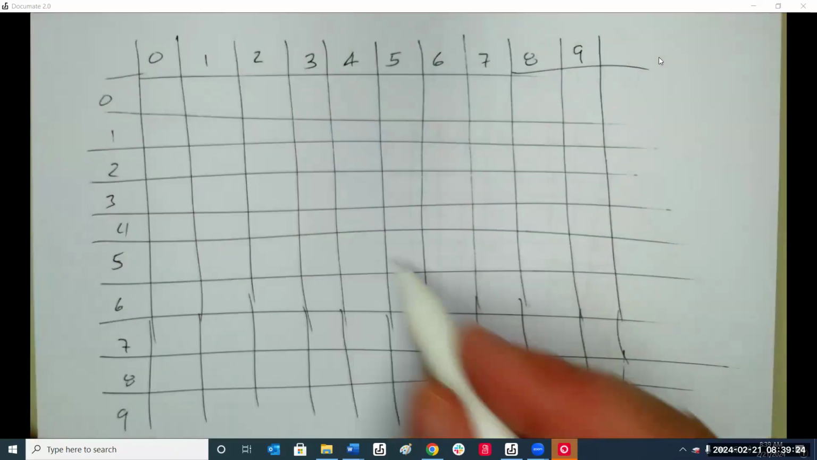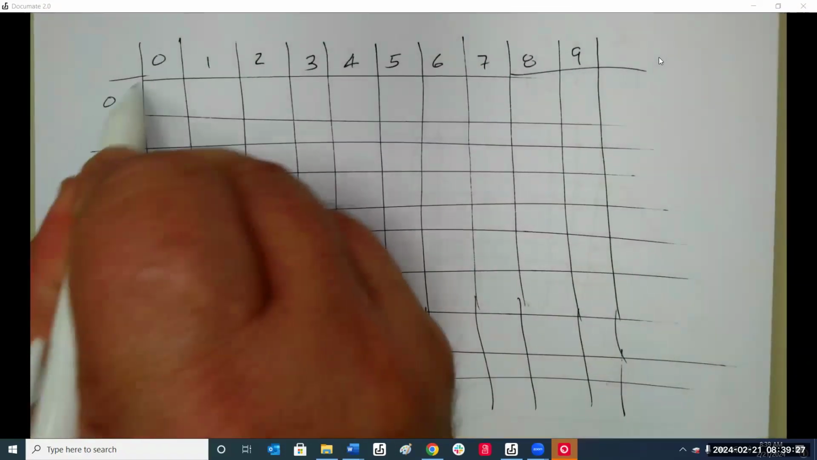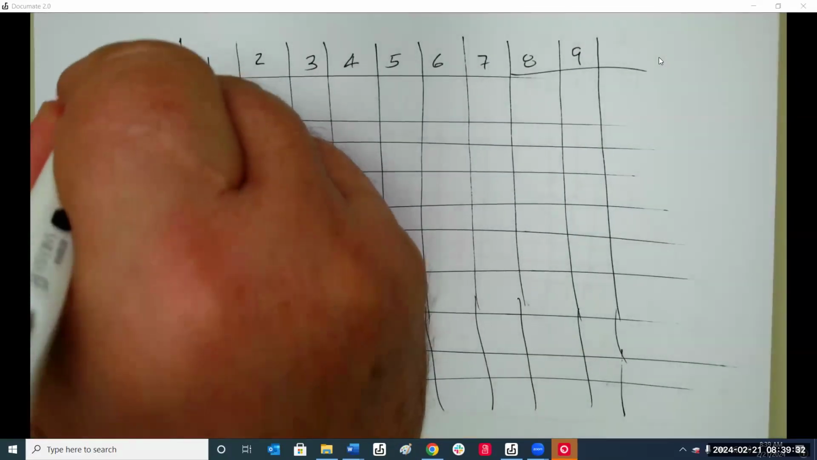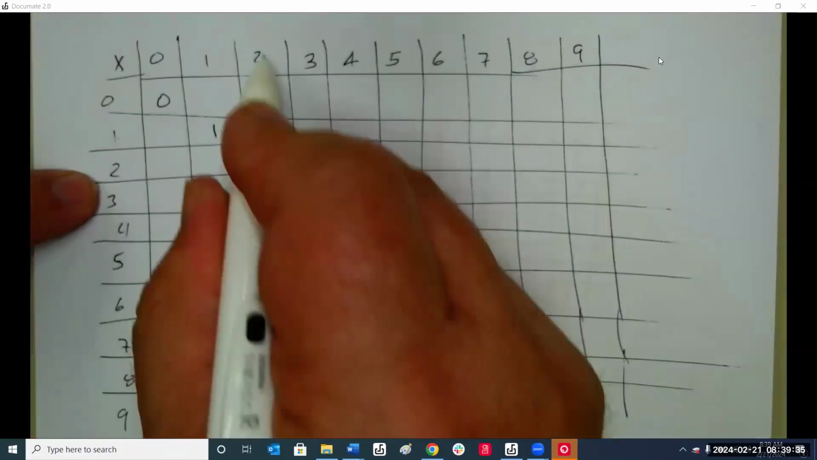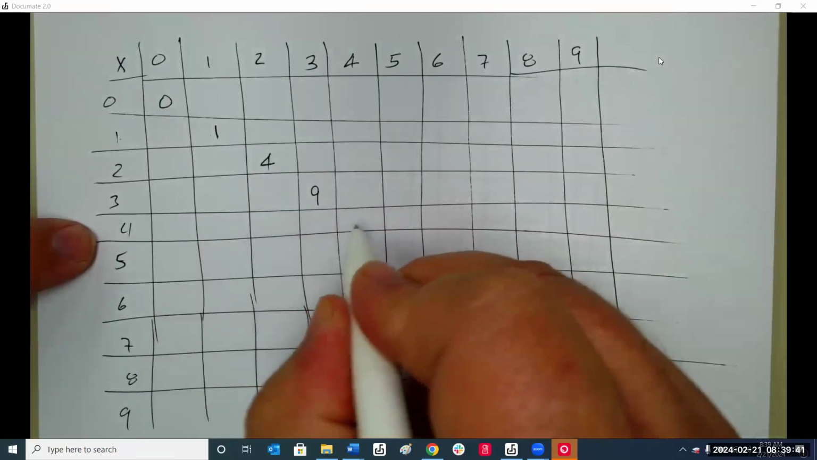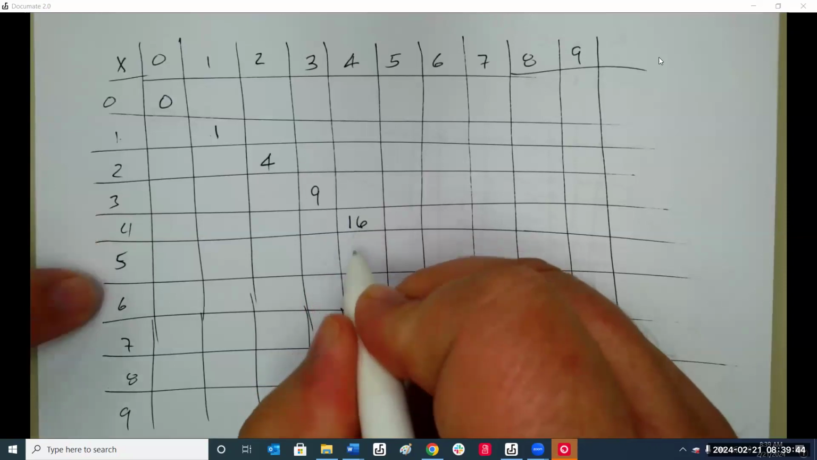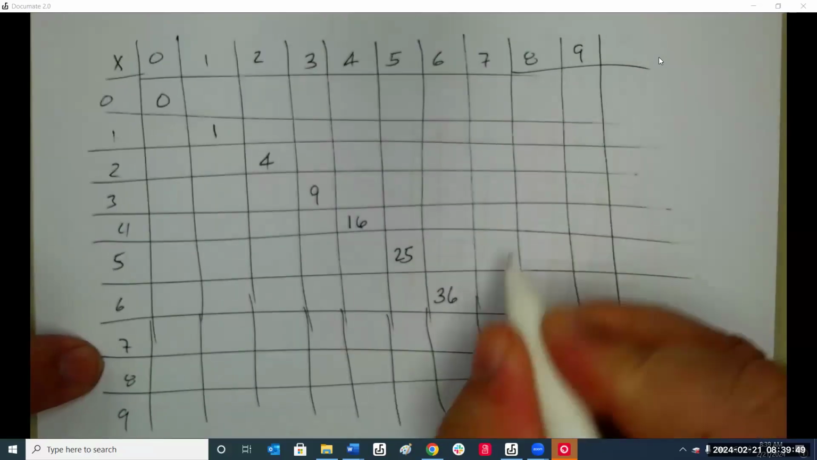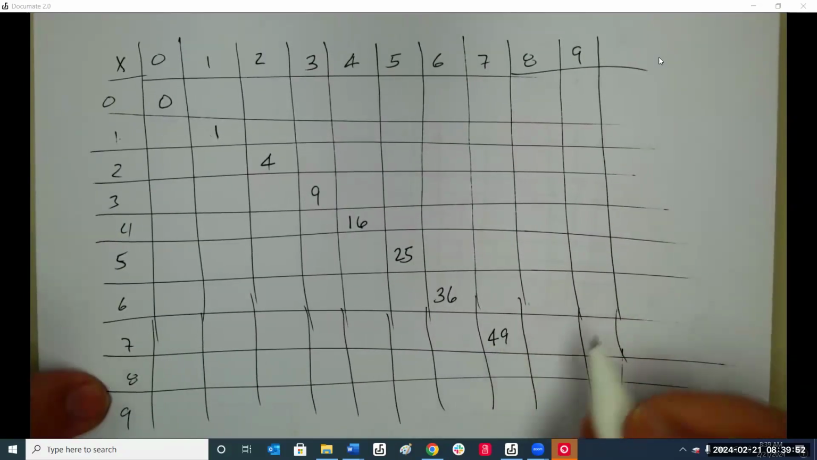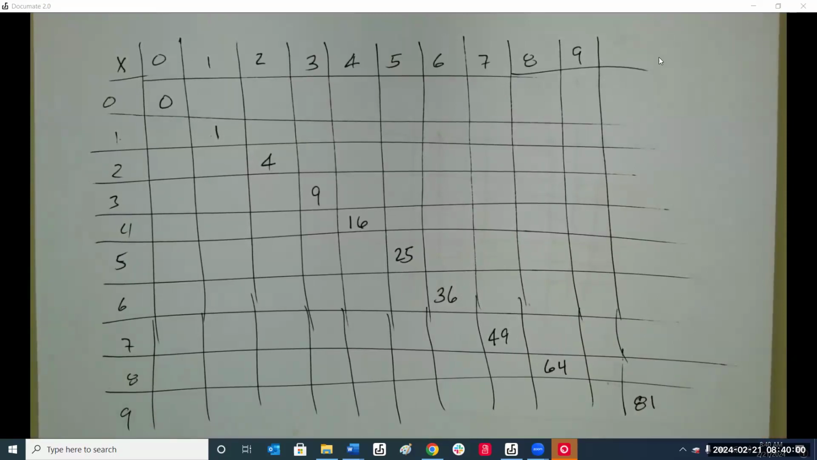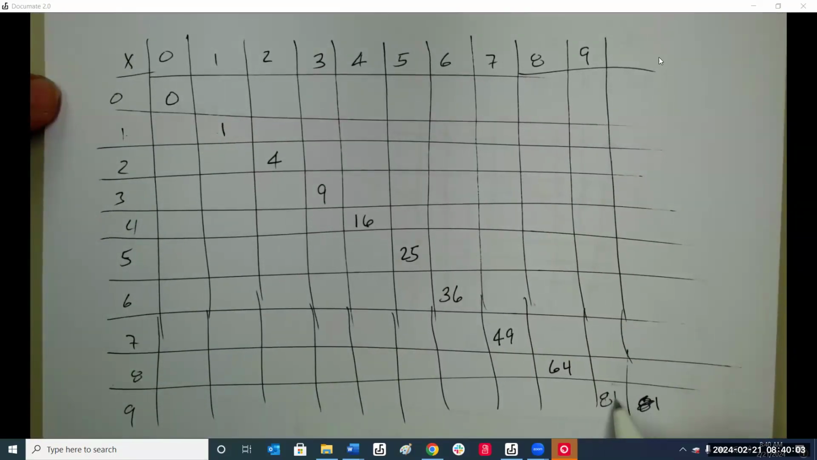Okay, we have these in the middle, the diagonal ones. 0 times 0 is 0. 1 times 1, this is the multiplication table, is 1. 2 times 2, 3 times 3, 4 times 4, 5 times 5, 6 times 6, 7 times 7, 8 times 8, 9 times 9. Oops, I missed it. 9 times 9, 81.